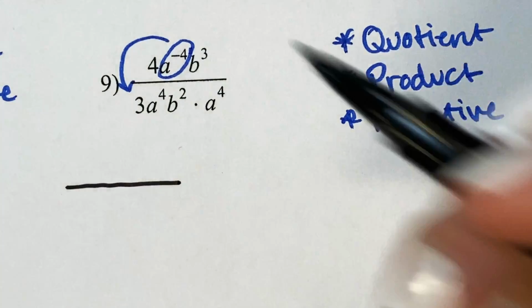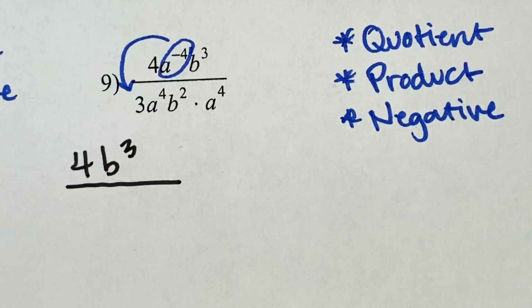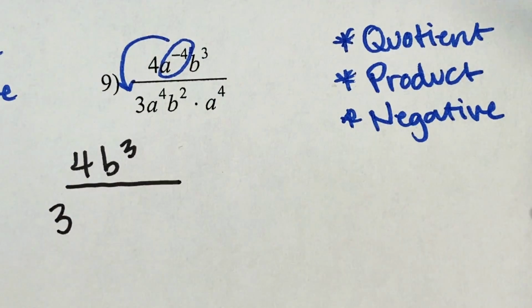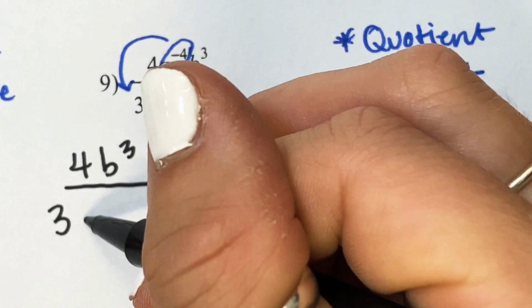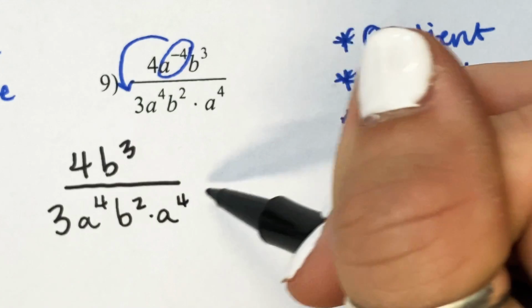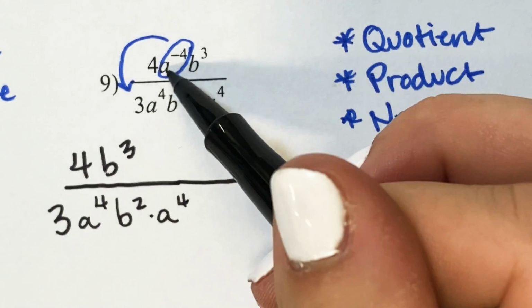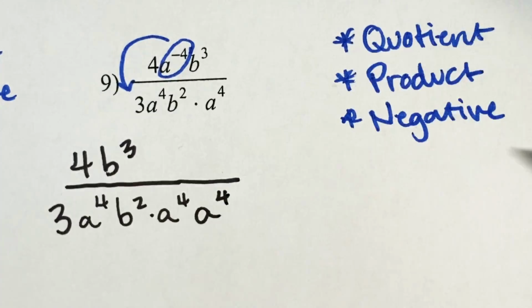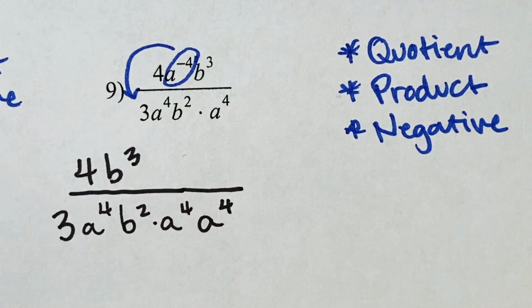On top, we had the 4 and b cubed that was left over. On bottom, we already had 3a to the 4th, b squared times a to the 4th. And then once this a to the -4th moved, it became positive, so another a to the 4th. Okay, so now we can start combining things.